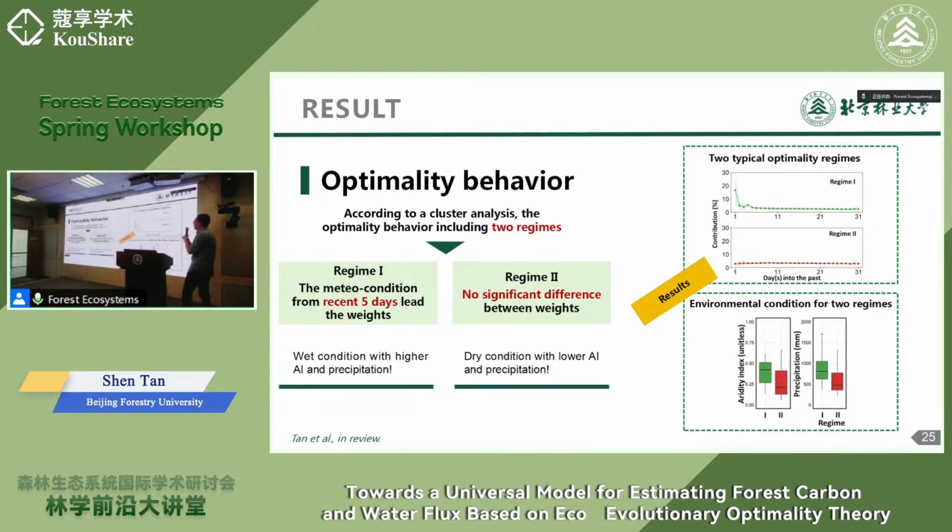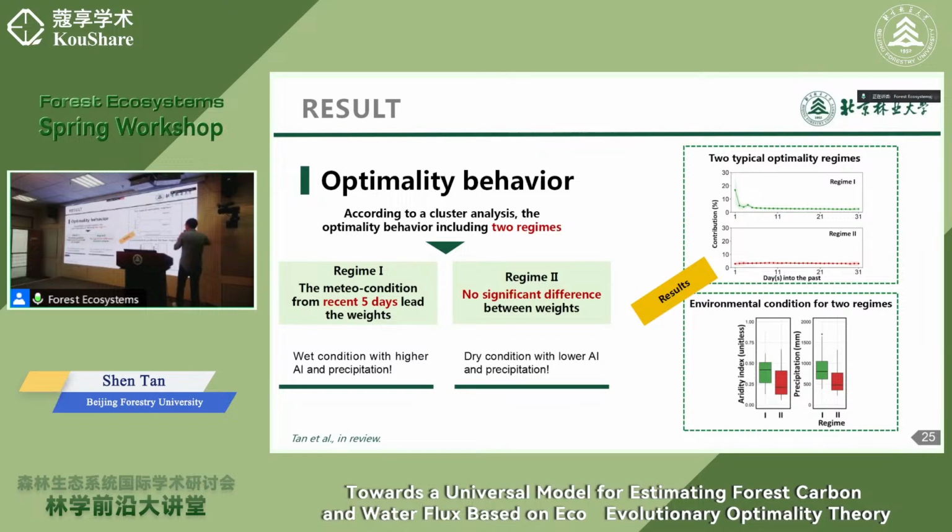Here are the results. It is a very interesting result because we observed two typical optimality regimes. The first part is very reasonable. We can easily understand that some of the ecosystems are more sensitive to the climate condition in the recent 5 days. You can see here the weights from the recent 5 days take up more than 60% of the overall weights to the final light use efficiency prediction.